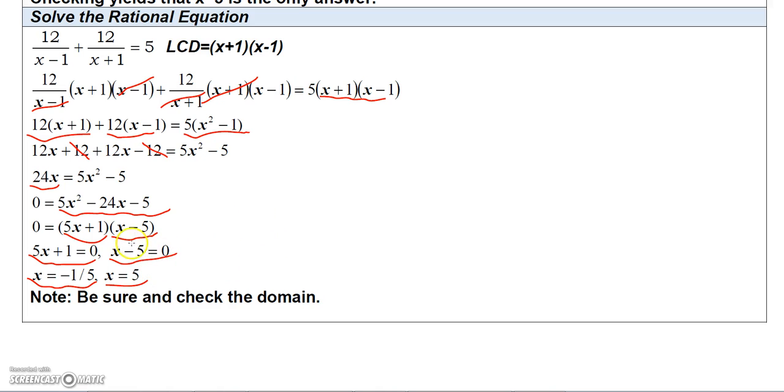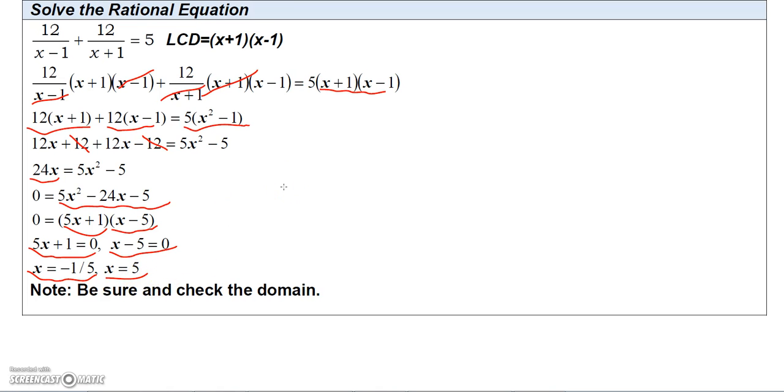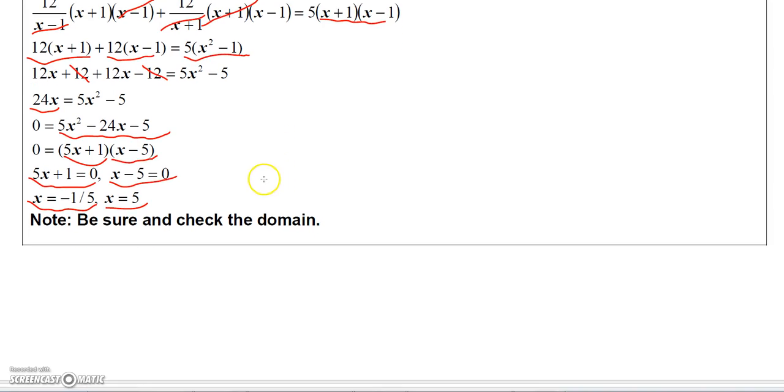Now, I said here for you to be sure and check the domain. We don't have any domain problems here, because if you go back and look, the two things that x could not be in this problem would be 1 or negative 1. And since neither answer involved 1 or negative 1, we don't have a problem with those two answers that we got.